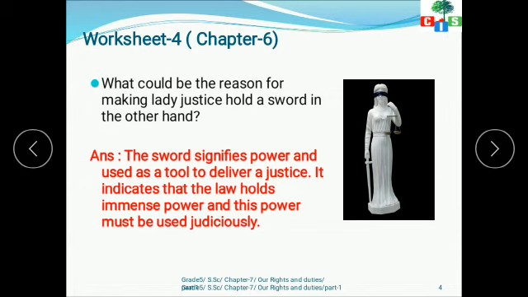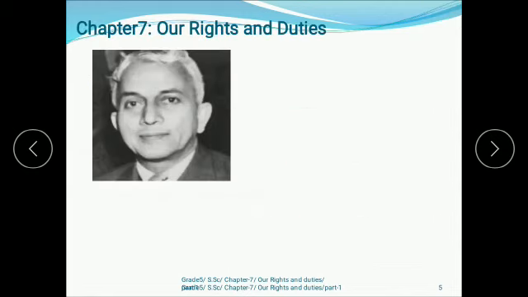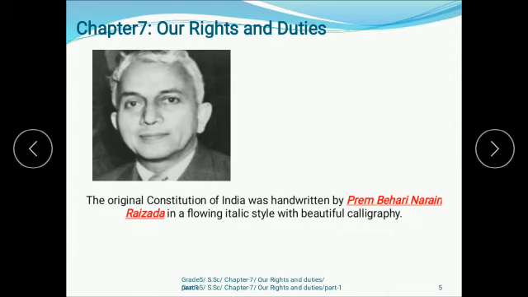Now let's start the next chapter, chapter 7, our rights and duties. Look at this picture. Can you identify the name of this person? I think you don't know the name, so I can tell you. He is Mr. Prem Bihari Narayan Raizada. He wrote the original Constitution of India. The original Constitution of India was handwritten by Mr. Prem Bihari Narayan Raizada in a flowing italic style and beautiful calligraphy.